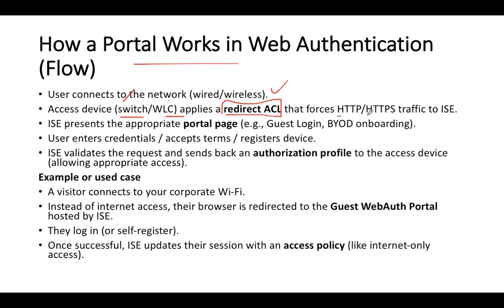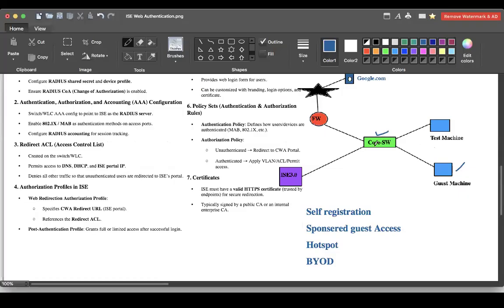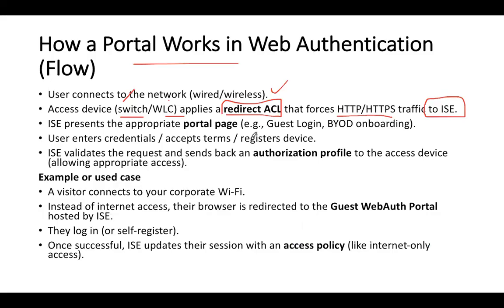That redirect ACL you would configure in the switch. The redirect is configured for what purpose? For switch and WLC, so that all HTTP or HTTPS traffic should be redirected to the ISE, through the core switch, right? As I just explained, other things are all blocked. Then ISE presents the appropriate portal page, right?